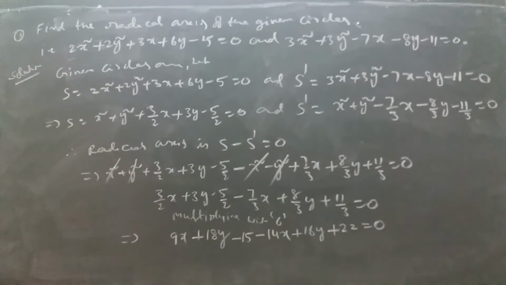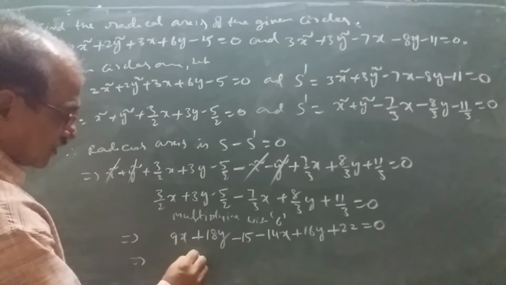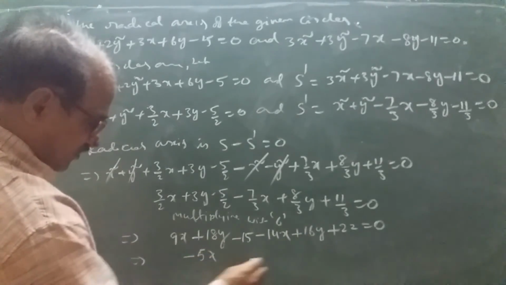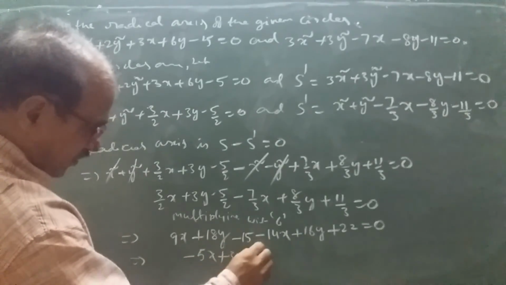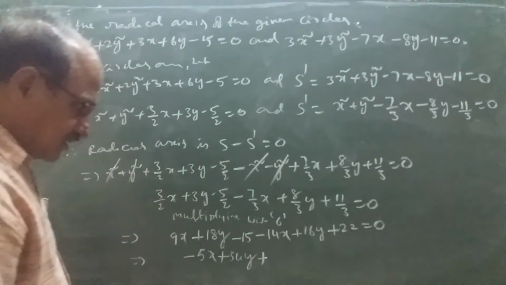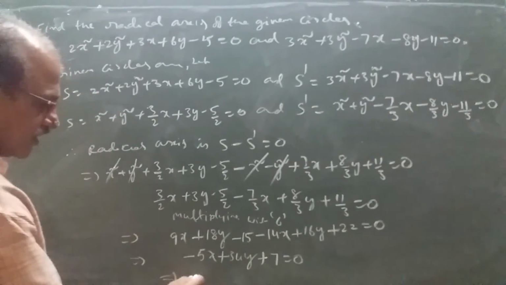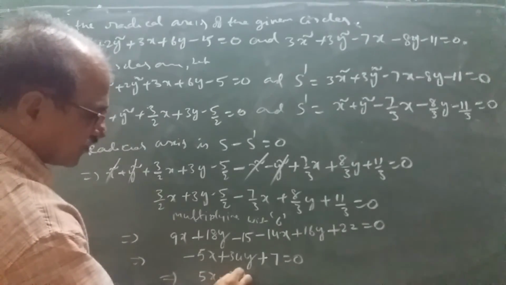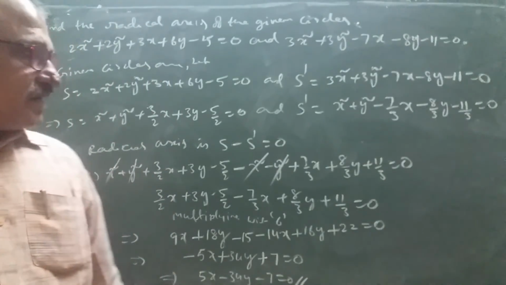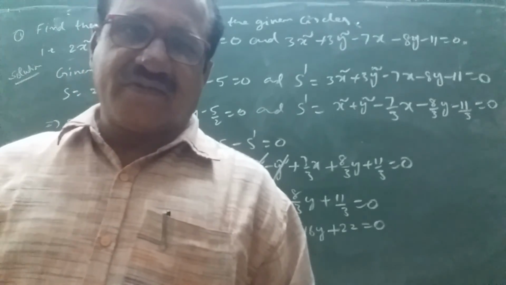By simplification, 9x minus 14x, that is minus 5x, plus 18y plus 16y, that is 34y, minus 15 plus 22, that is plus 7, equal to 0. By multiplying with minus, 5x minus 34y minus 7 is equal to 0. This is the required equation of the radical axis. In this way, you have to solve all the remaining problems which are in our textbooks.